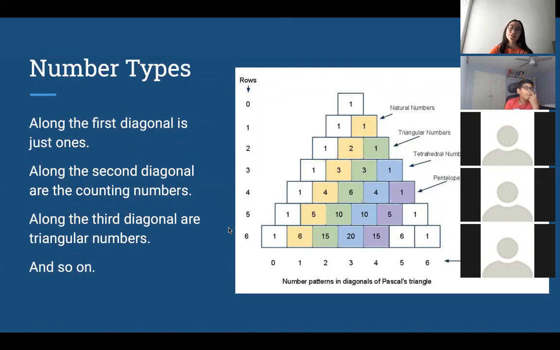All right, and here's another pattern. The first diagonal is just ones. The second diagonal are the counting numbers, also sometimes called the natural numbers. That's basically all of the numbers besides 0, in order, like how you would count. The third one is the triangular numbers. These are numbers that can be arranged into a triangle formation. Then tetrahedral numbers and pentatope numbers. So yeah, just a bunch of patterns and so on and so on.